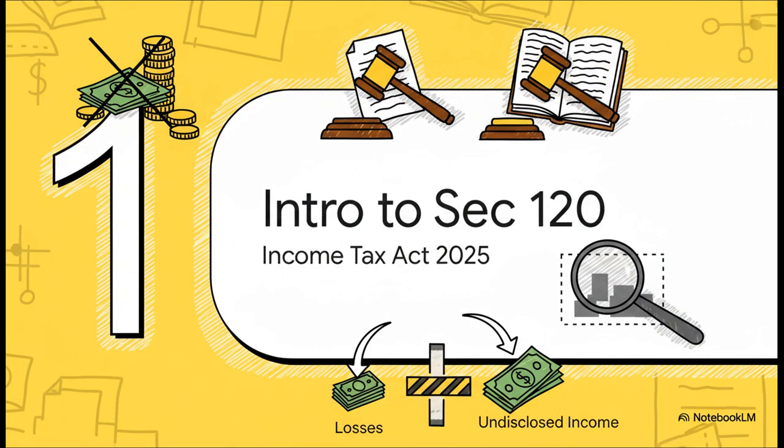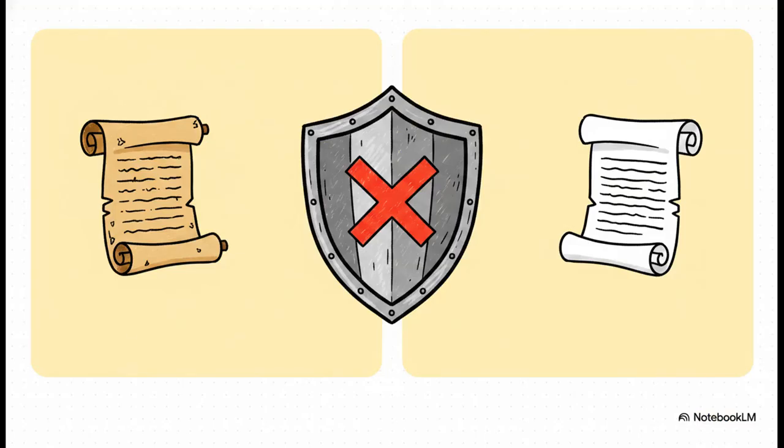Introduction to Section 120. Okay, if you're a veteran of the old Income Tax Act of 1961, Section 120 is kinda gonna feel like déjà vu. As the official guidance, specifically FAQ question 8.9, clarifies, the restriction on setting off losses against undisclosed income remains identical in its core principle. Basically, Section 120 of the new 2025 Act directly mirrors the strict boundaries we already knew from Section 79A of the 1961 Act.